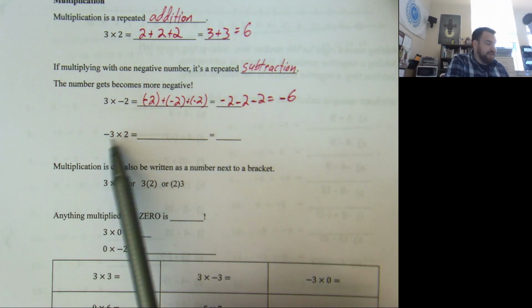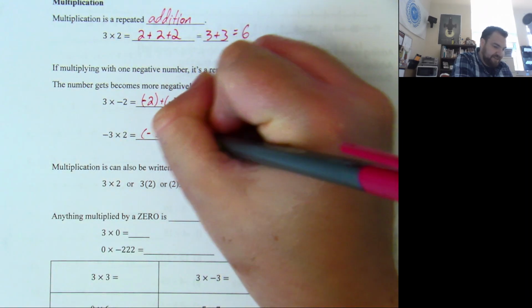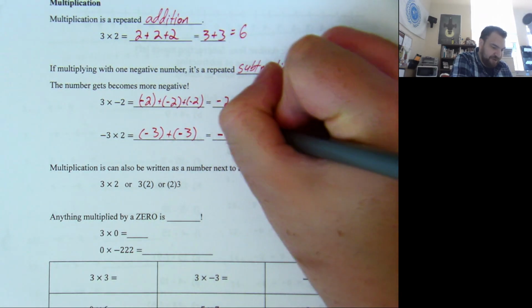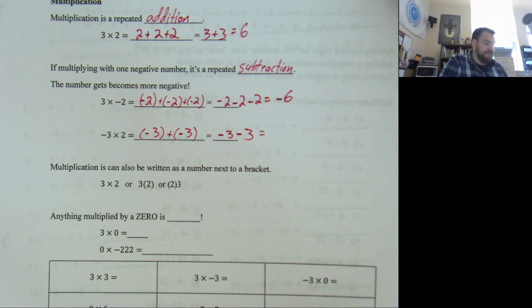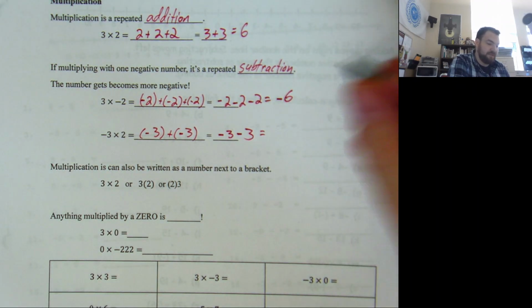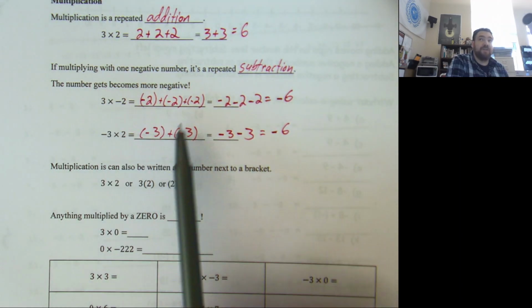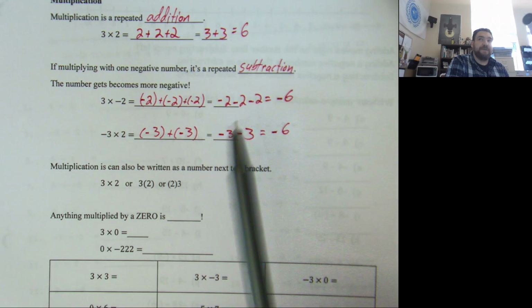If I have negative 3 times 2, well, that's the same thing as just having negative 3 plus negative 3, or alternatively, negative 3 minus 3. Repeated subtraction. And at the end of the day, this is equal to still negative 6. It doesn't matter which one is negative, as long as only one of them is negative. We can still treat it as repeated addition of a negative or as repeated subtraction.